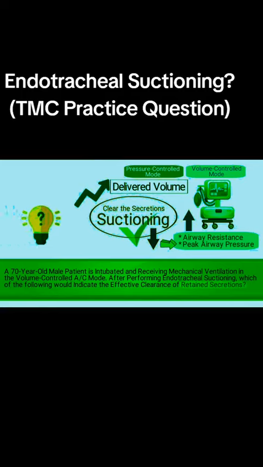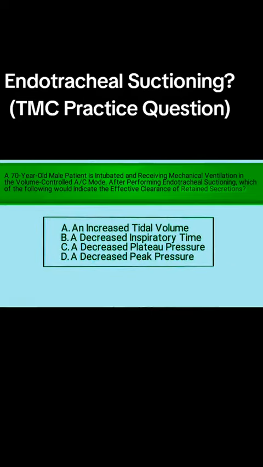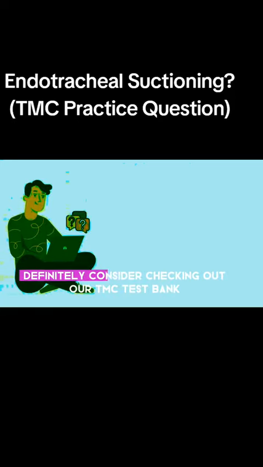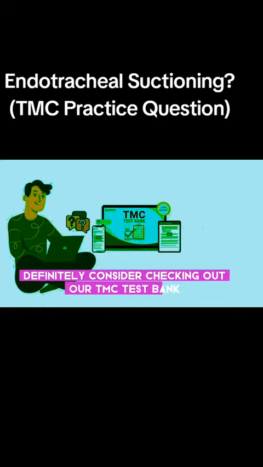That is the key tidbit that you needed to recognize in order to answer this question correctly. In other words, you needed to understand the difference between volume and pressure-controlled ventilation. If you were able to do that, then you could easily determine that the correct answer is D, a decrease in peak pressure.